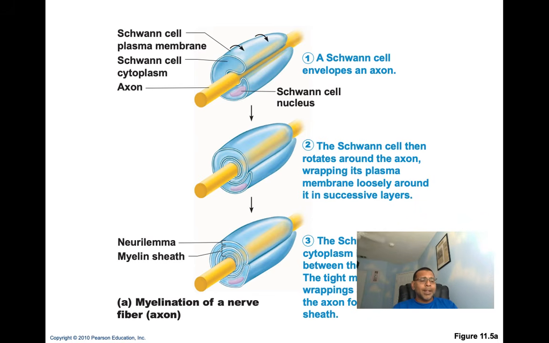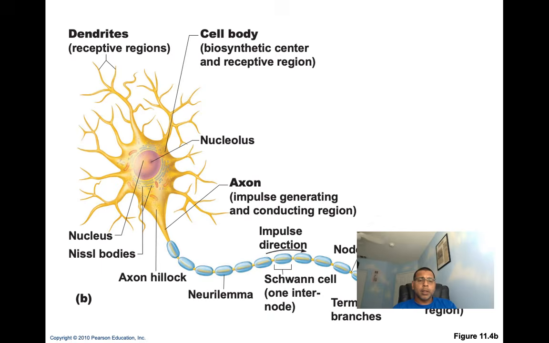Now, what does this myelin sheath do? It helps to conduct nerve impulses faster. So if you were to compare what we're seeing here, this is not a complete myelination, right? Here we have unmyelinated regions, which we said are called the nodes of Ranvier.